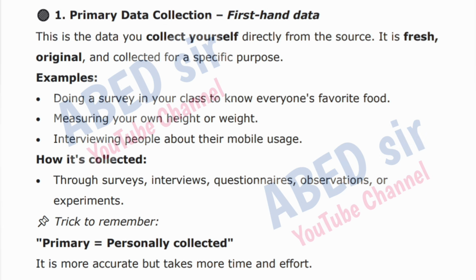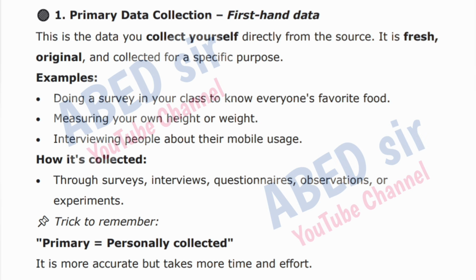1. Primary data collection, first-hand data. This is the data you collect yourself directly from the source. It is fresh, original, and collected for a specific purpose. Examples: doing a survey in your class to know everyone's favorite food.